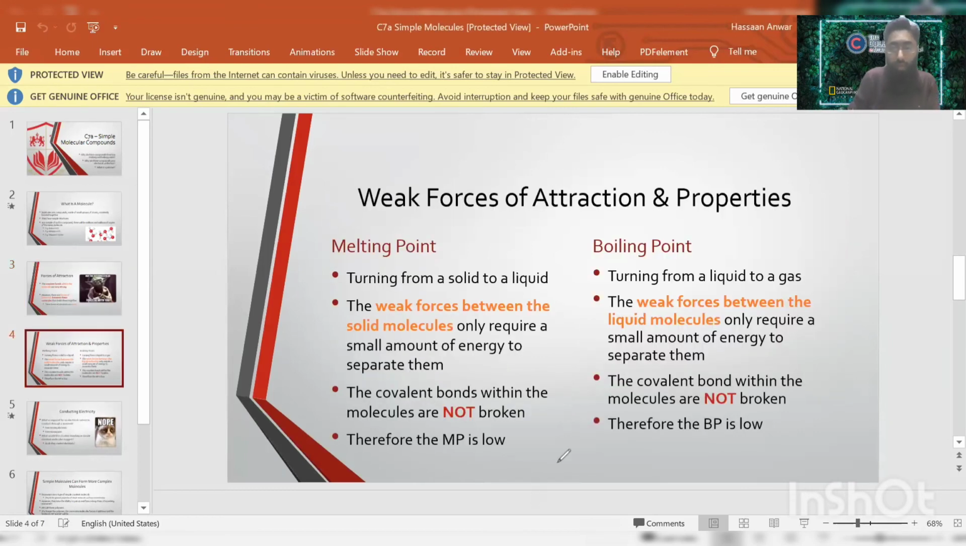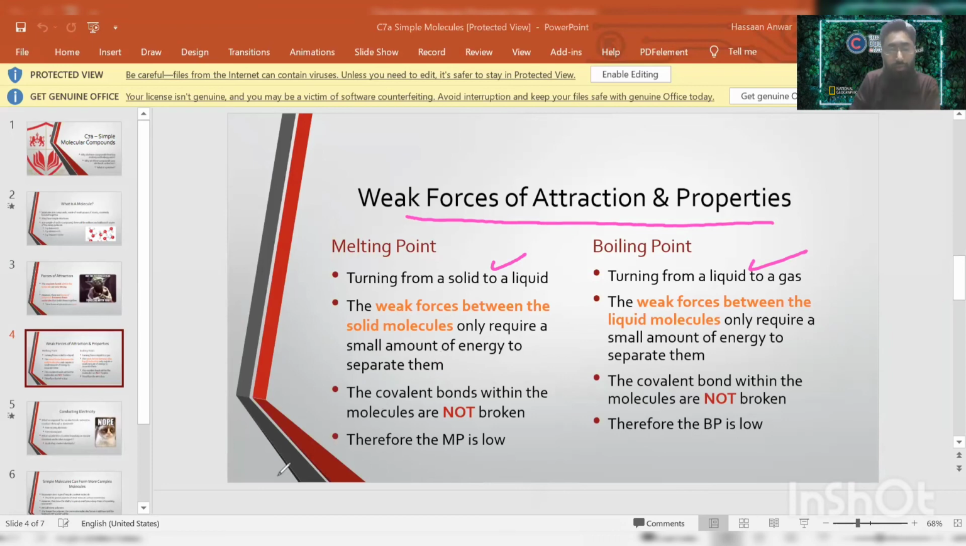This is another slide. Melting point and boiling point, weak force of attraction and properties. What is melting point? Turning from solid to liquid. What is boiling point? Turning from liquid to gas. When we turn liquid into gas, the heat, the temperature we provide, we call that temperature the boiling point.